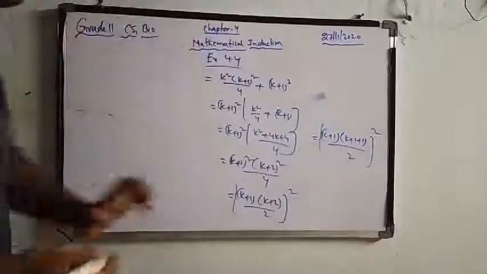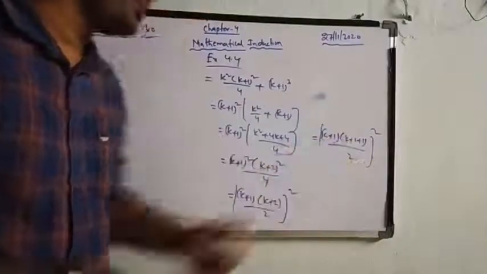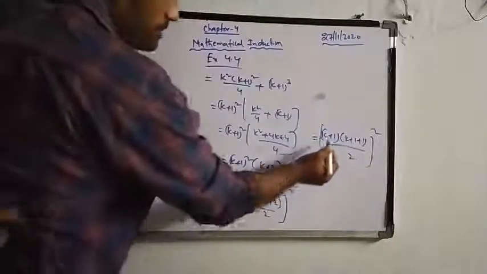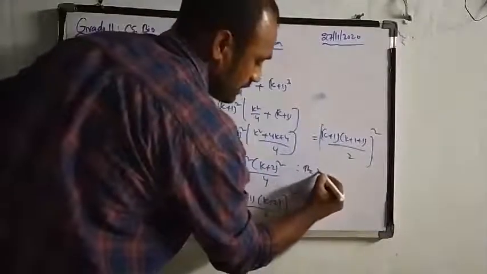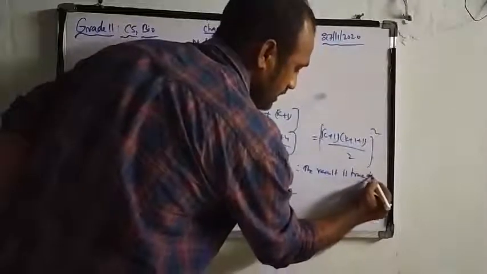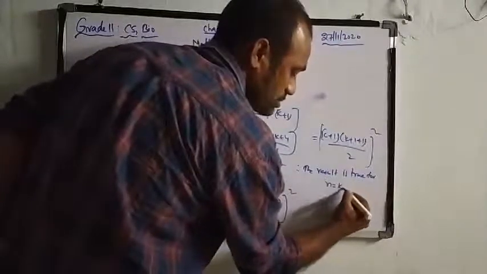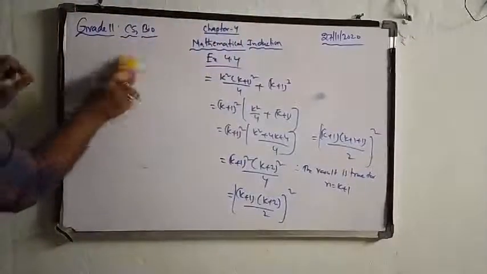Now we have proved that in place of n we got it as k plus 1. Why? Because n into n plus 1 by 2 whole square. So in place of n we got it as k plus 1. Therefore the result is true for n is equals to k plus 1. So let us write step 3 now.